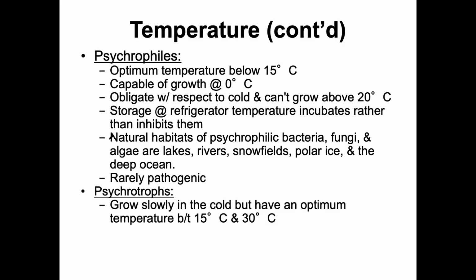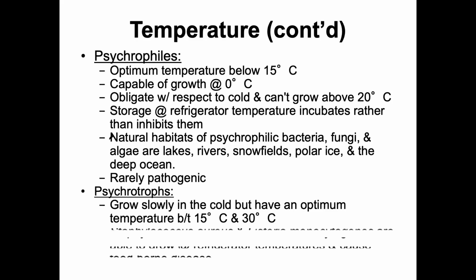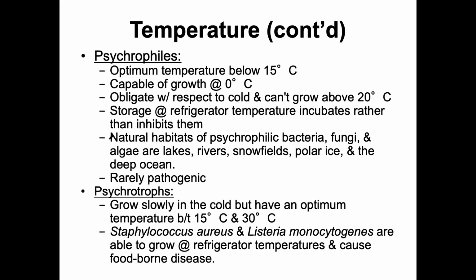Psychrotrophs grow slowly in the cold, but have an optimum temperature between 15 and 30 degrees centigrade. So these guys have some potential for disease, okay? Staph aureus and Listeria are able to grow at refrigerator temperatures and can cause foodborne disease, okay?